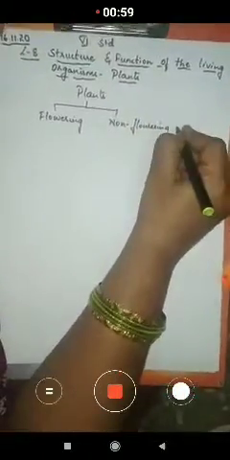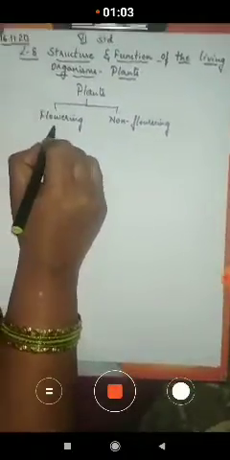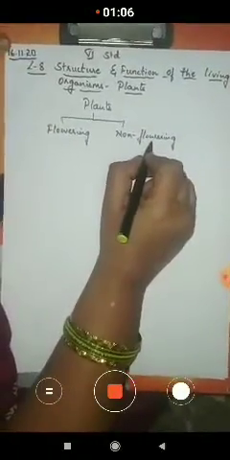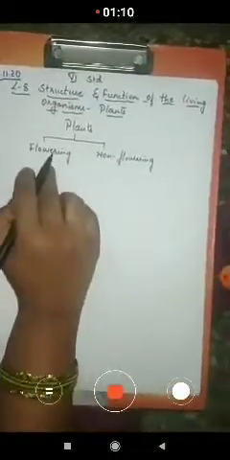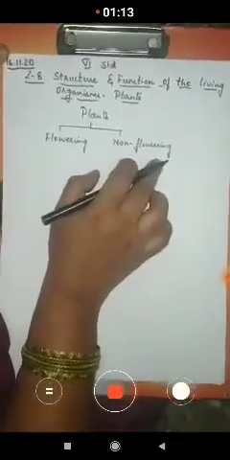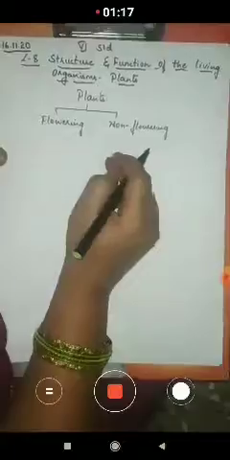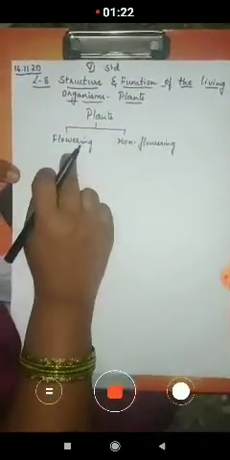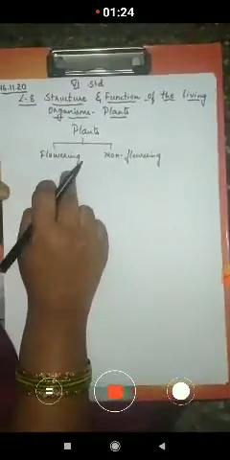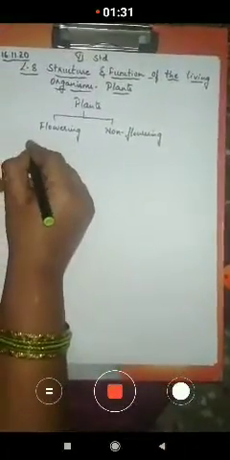So what are flowering plants? The plants which bear flowers or produce flowers in their lifetime, and the plants which don't bear flowers in their lifetime. So this is about the flowering plants and non-flowering plants you have learned in the last class. Today we are going to learn about the flowering plants, and under that the different parts of the flowering plants. Okay, so now we'll move on to the flowering plants.